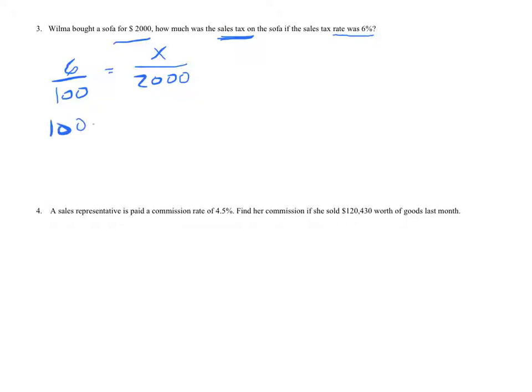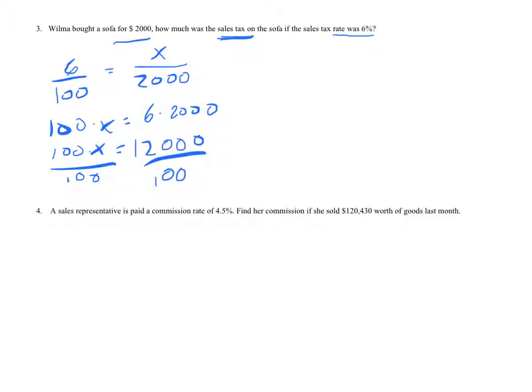Cross products gives 100 times x equals 6 times 2,000, which would be 12,000. And when you divide, you should get that x is equal to 12,000 divided by 100 would be 120. So our answer to this problem is that there is $120 in sales tax.